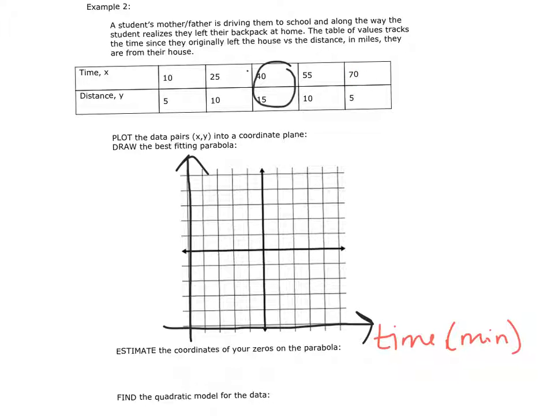70. So can I count by ones? Do I have 70 boxes? No. Fives? 5, 10, 15, 20, 25, 30, 35, 40, 45, 50. So we'd have to count by tens, right? So let's count by tens. We have 10, 20, 30, 40, 50, 60, 70, 80, 90, 100.